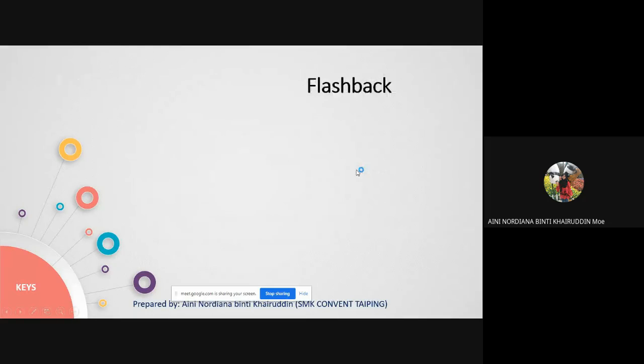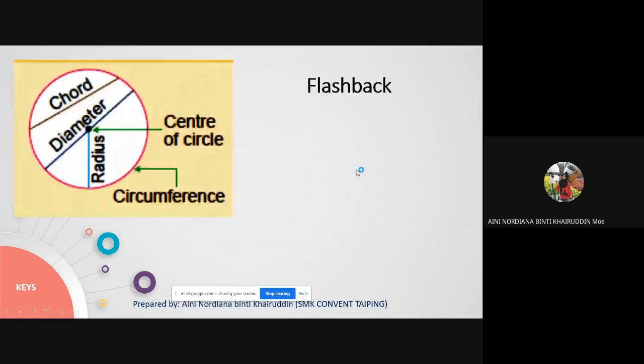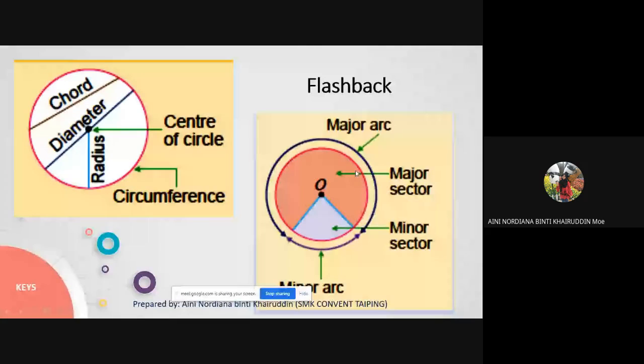Okay, flashback. This is what you have learned in Form 1. This is the center. The dark blue one is the diameter. The light blue is the radius. The brown here is the chord. And the pink is the circumference. These are the parts of a circle.